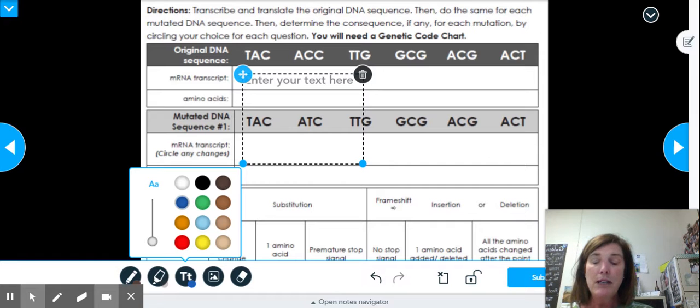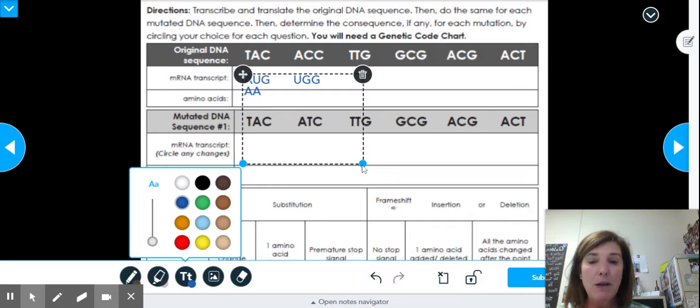So according to this one, TAC. T would go with A. A would go with T normally, but in this case, U, due to it being RNA, and C goes with G. This next codon, we have A would go with T, but again, it's RNA, so we say U. C goes with G, C goes with G. This next one, T would go with A, T would go with A.